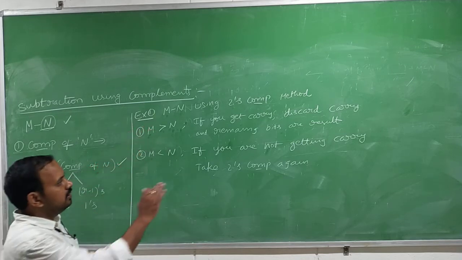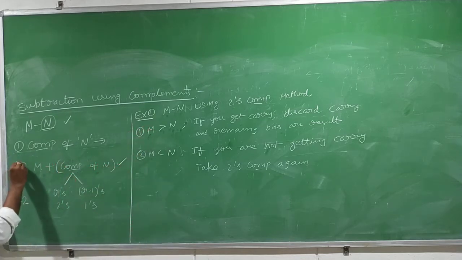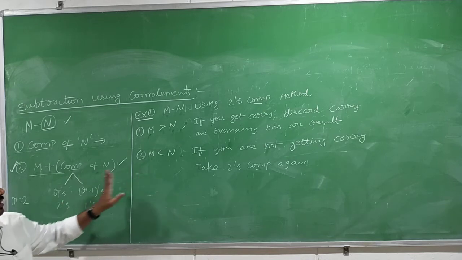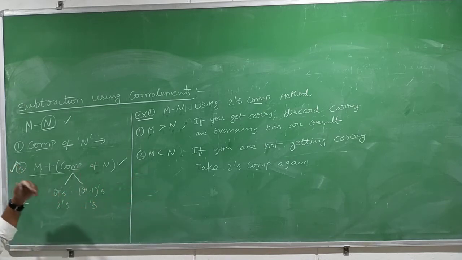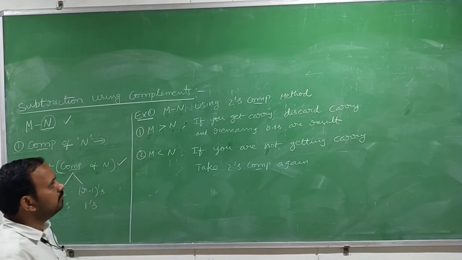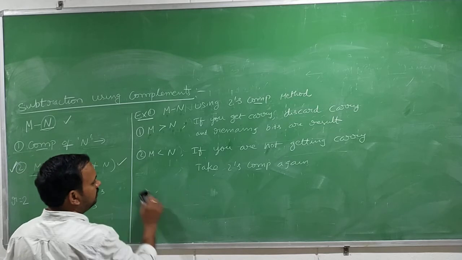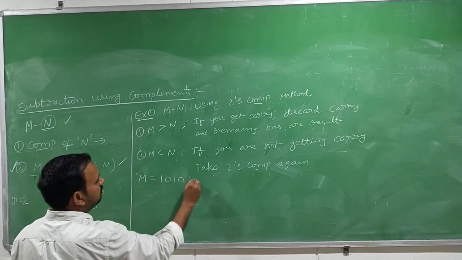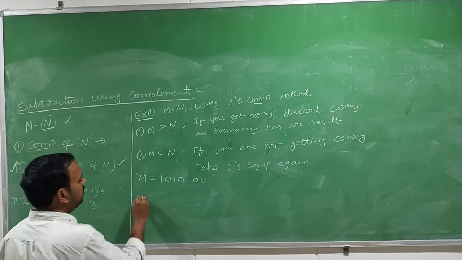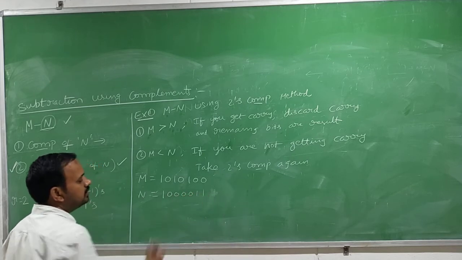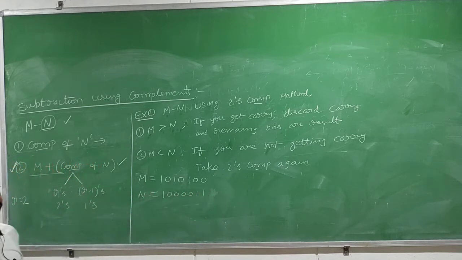In the result, after performing m plus complement of n in the 2's complement method, if you get the carry, discard the carry and the result is the remaining bits. If you are not getting the carry, take the 2's complement again. We will do some examples here. Here m equal to 1010100 and n equal to 1011. This is my m minus n, right?